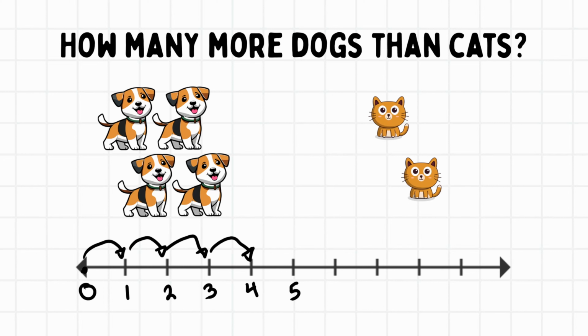Now we want to find the difference or subtract the number of dogs from cats. Now we can see that there are 2 cats in the picture on the right, so we need to go back 2. So we'll go from 4 to 3, and we'll go from 3 to 2. So we end up here. So therefore, in the pictures below, there are 2 more dogs than cats.